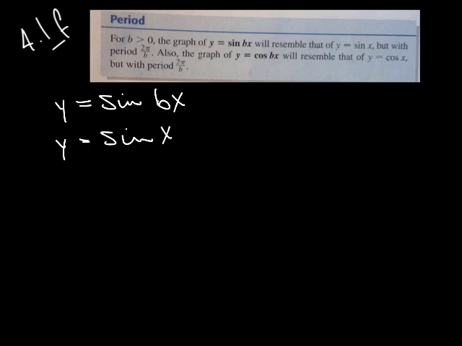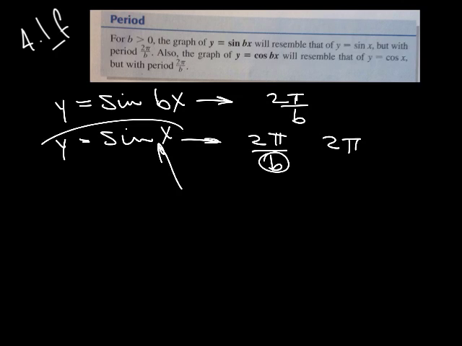The problem is the period. How fast it goes through its period will be different. The period of this is 2 pi over b. The period of this is also 2 pi over b. It's just that there's a 1 there, so when we put a 1 in for b, we just get 2 pi. So in the standard form, we just get 2 pi for the period.